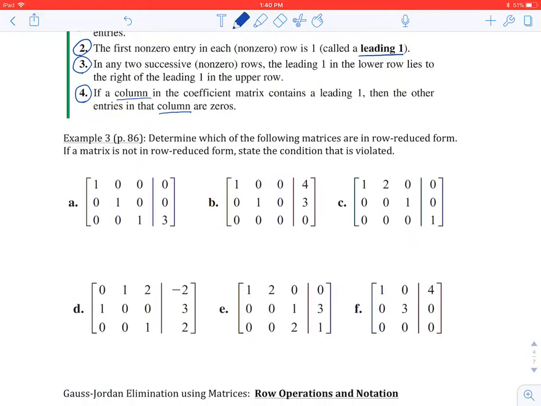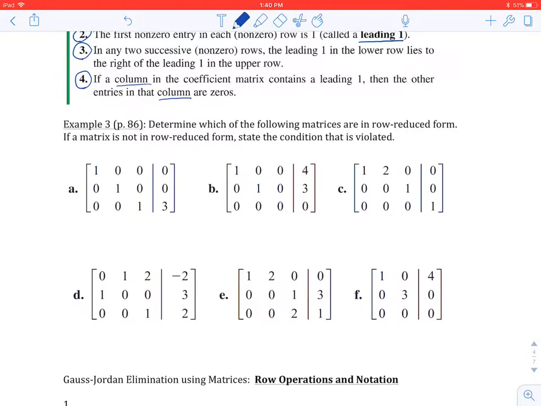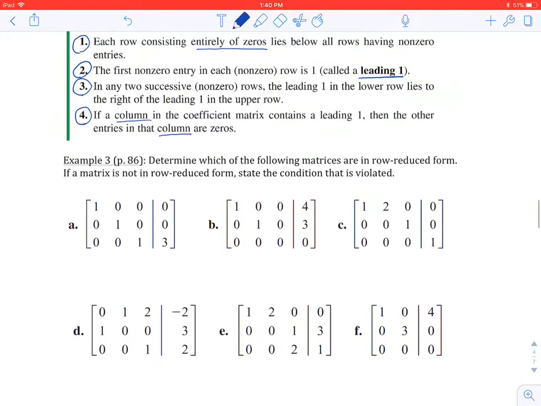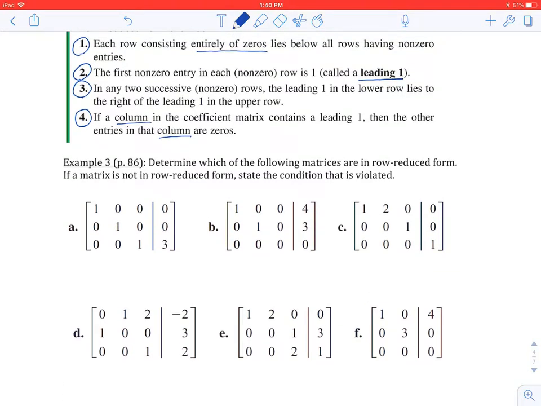All right, so hopefully you did do that, and now let's see what the answers are. We'll start with A, and we want to know, is this in row-reduced form? If there was a row of zeros, it has to be at the bottom. We don't have a row of zeros, so that's okay. The first non-zero entry in each row is a 1. There's a 1, there's a 1, there's a 1. We satisfy that one. In any two rows, one after the other, the leading one in the lower row is to the right of the upper row.